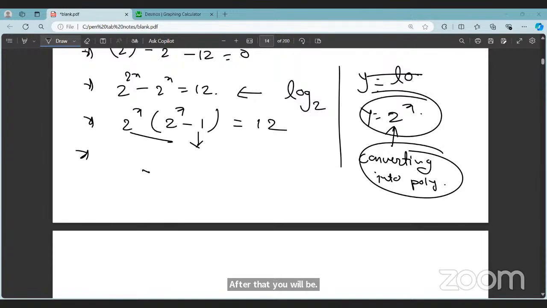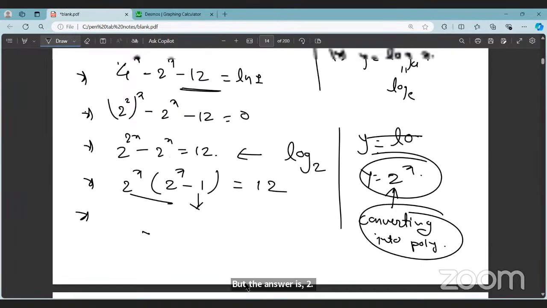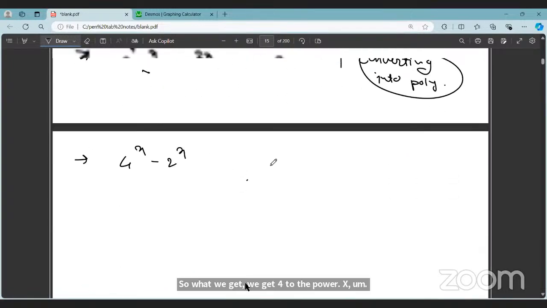Is that fine? Actually, you try to solve it. Putting 2 power x as y, we get the answer as 4 and minus 3. You are right. Okay, 4 and minus 3. Yes, the answer is 2. So what we get is 4 equals 2 power x, so x is 2. Yeah, correct.